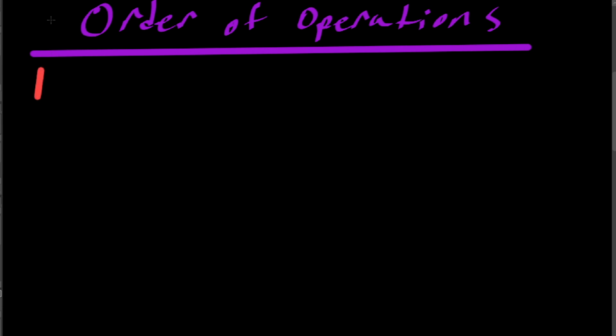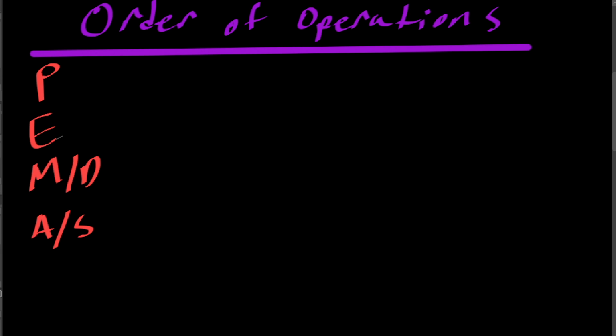The acronym that we use is P E M slash D, and then A slash S. Well, we do PEMDAS, or PEMDAS. Okay, so that's what we use to memorize order of operations.